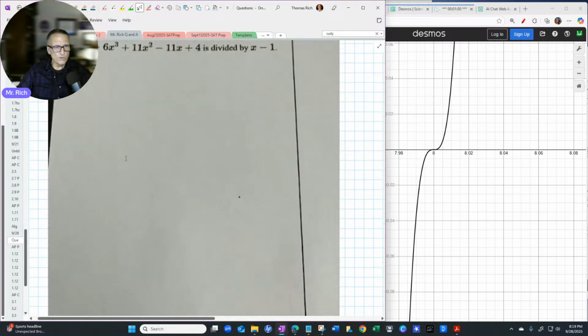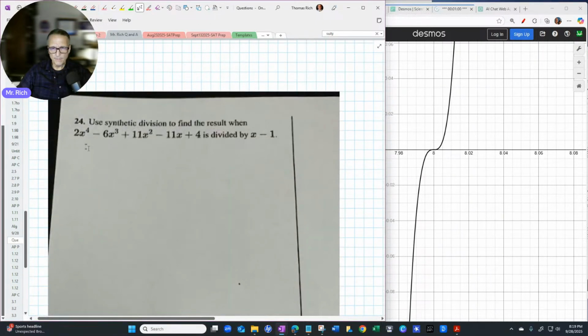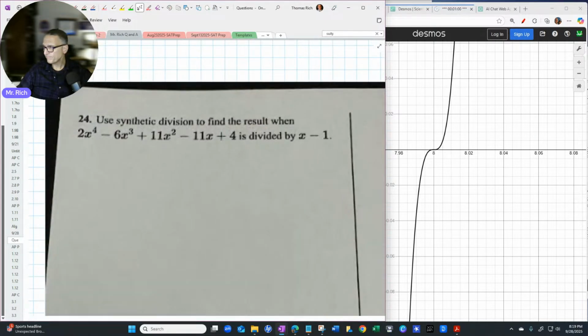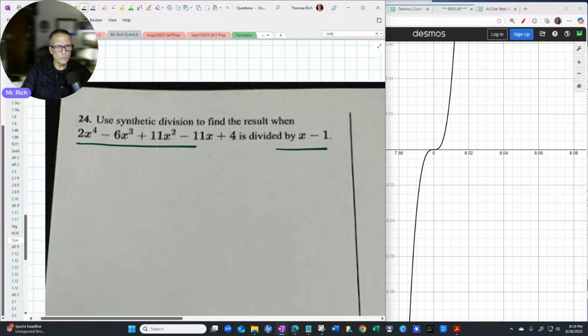I think I have one more, maybe two more problems that I'm going to work here that are from either Algebra 2 or Pre-Calculus. And here is the first one that I'm going to work. It is a synthetic division problem. It says use synthetic division to find the result when you divide this polynomial by x minus 1.